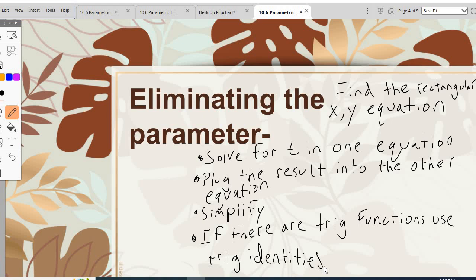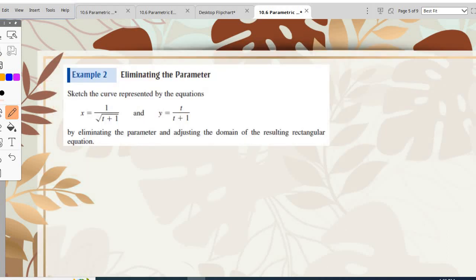Which is good. We're approaching the end of the year, so it's good to remind us of all the things that we've talked about this year. Alright. So on our next one, let's eliminate the parameter. So instead of making a chart and graphing it that way, we're going to convert it to just an xy equation and graph that. However, we do need to eliminate our parameter.